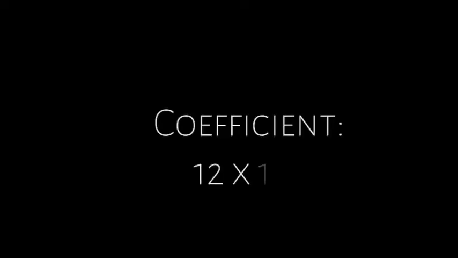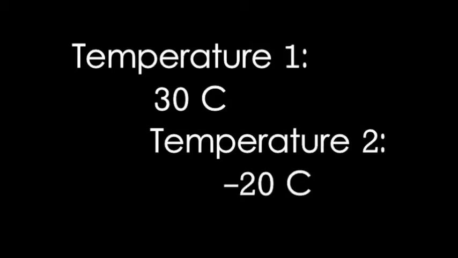So to solve this problem, we have to find the coefficient of thermal expansion of the material used for the construction. The material used was steel, and if we look at the table, we get the coefficient to be 12 times 10 raised to negative 6, which is 0.000011. The other given items are length 1, which is 200 meters, and temperature 2 and temperature 1, which are 30 degrees Celsius and negative 20 degrees Celsius respectively.